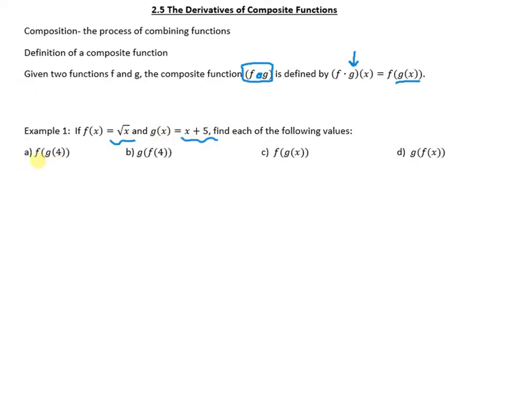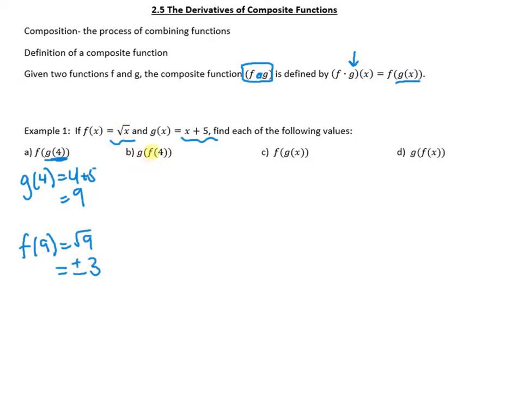So for this, f at g at 4, we can just solve for g at 4, which is 4 plus 5, which is 9. And then what we can do is solve for f at 9, which is root 9, which is plus minus 3.